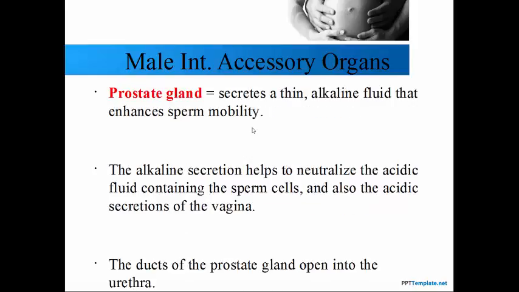Next, we'll move on to the prostate gland. It secretes a very thin, very alkaline, very basic fluid that will enhance sperm mobility. The reason is that the environment the sperm cells are stored in, the epididymis, tends to be slightly acidic. So you need a way to help protect those sperm cells as they enter a very acidic environment, such as the vagina. The prostate gland creates this secretion that helps coat the sperm cells to protect them from that acidic environment, so they can last longer, survive longer. And the ducts of this prostate gland will open into the urethra.